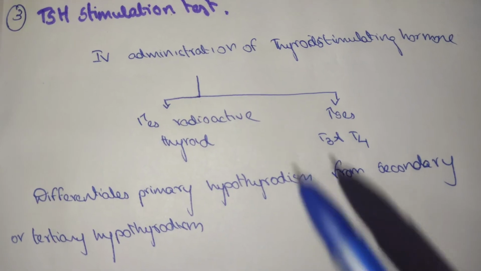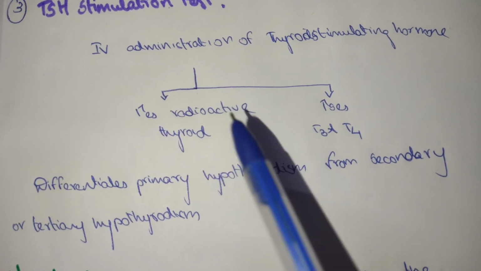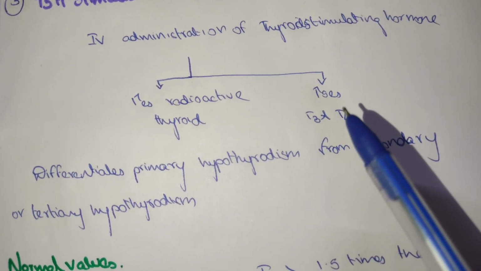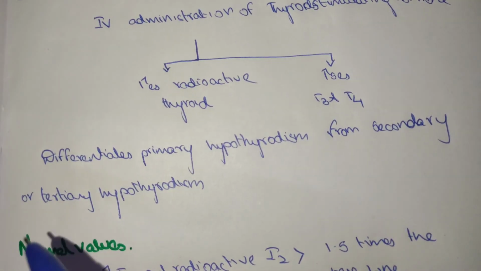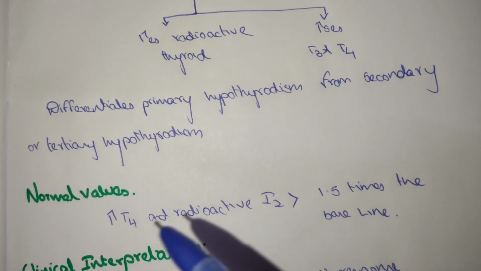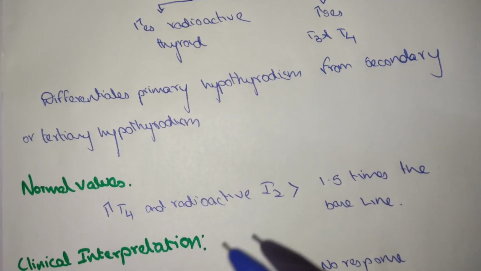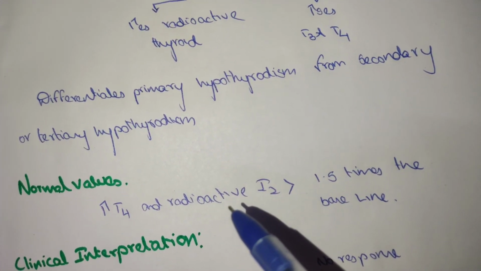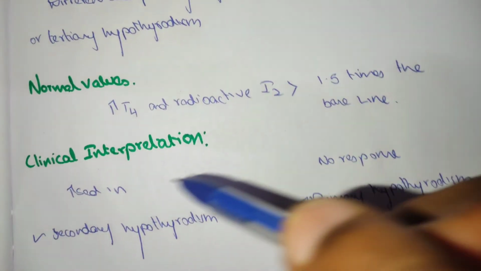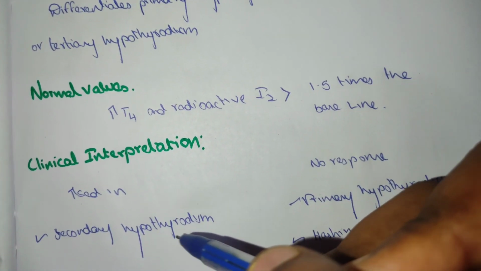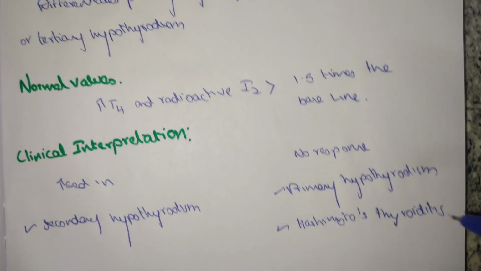The TSH stimulation test: IV administration of thyroid stimulating hormone increases radioactive iodine uptake as well as T3 and T4. It differentiates primary hypothyroidism from secondary or tertiary hypothyroidism. The normal value for radioactive iodine is 1.5 times the baseline. The clinical interpretation: increased level is seen in secondary hypothyroidism, and no response in primary hypothyroidism and Hashimoto thyroiditis.